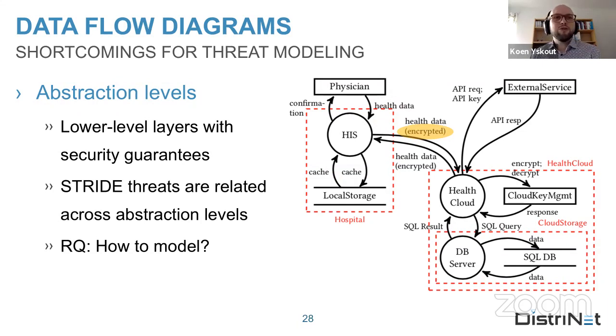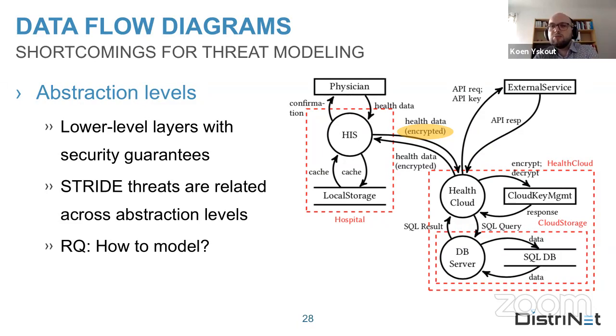Okay, let's go through a few others. In terms of the shortcomings, we also saw the abstraction levels as a possible problem with the data flow diagram, especially at the point where you start relying on lower level layers and their security guarantees. Take again the example of encryption. If I'm not mistaken, something like the Microsoft threat modeling tool allows you to say for a certain data flow diagram it's encrypted. But you should be able to cross the abstraction layer to know exactly what you are relying on.